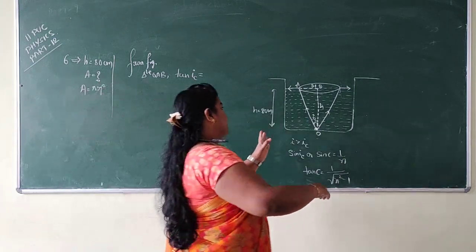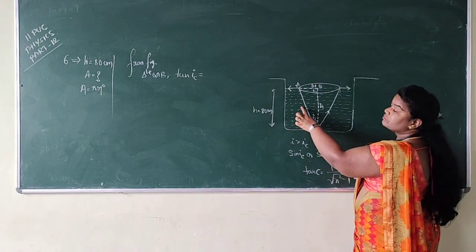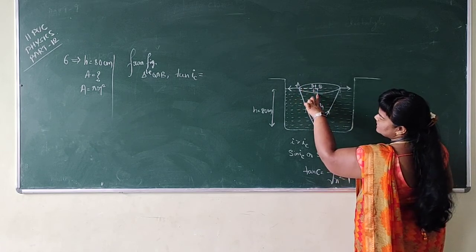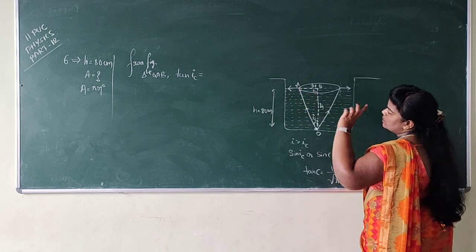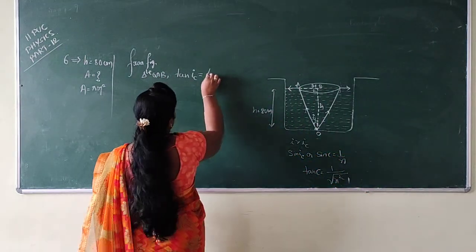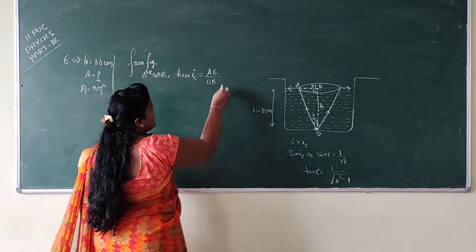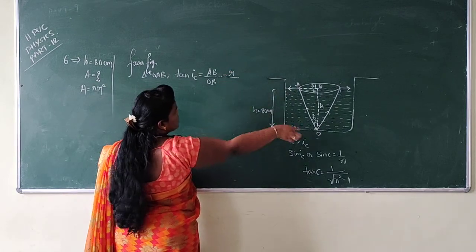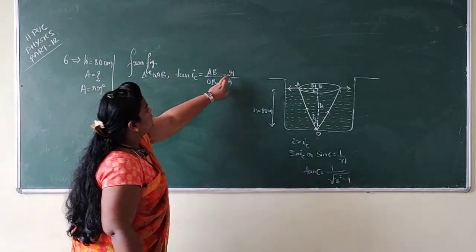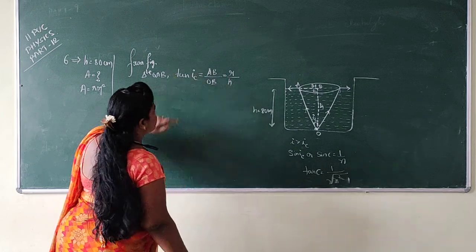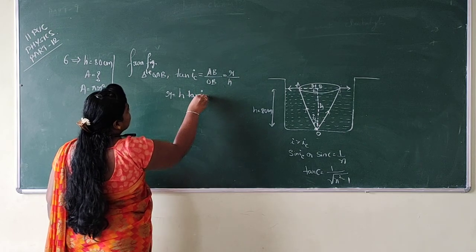See my dear students, now here it is in this way. This is 90 degree, right? So this is the hypotenuse, this is opposite, this is adjacent. Opposite is AB, adjacent is OB, right? So tan theta can be written as opposite by adjacent, that is AB by OB. Then what is AB here? It is R. What is OB here? It is H. But I want to calculate R. So by cross multiplication, R is equal to H into tan IC.